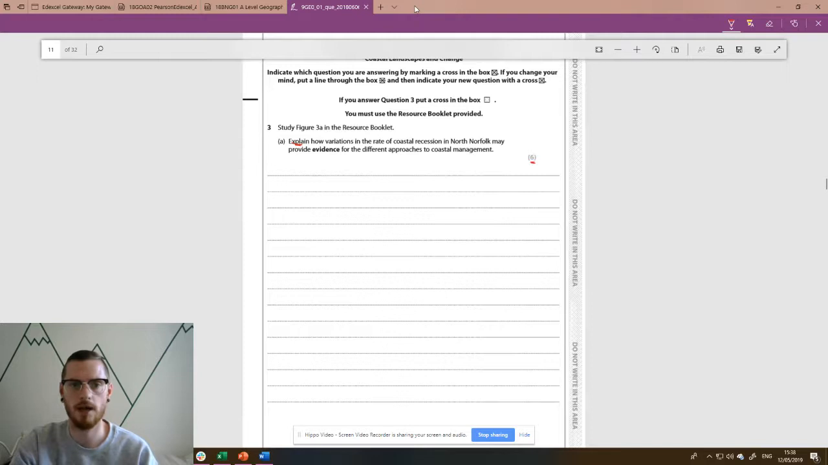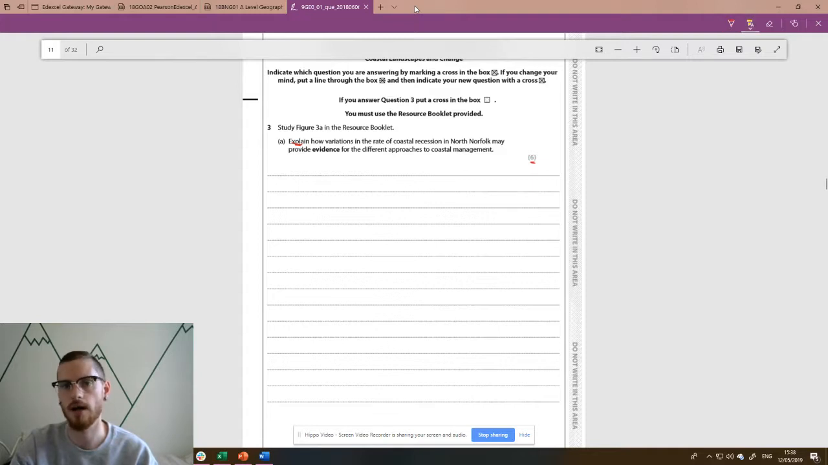So we've got: explain how variations in the rate of coastal recession. Recession just means the coastline's been receding. Okay, think receding hairline. Nicely used mine there as an example. It means it's eroding. Okay, it's moving backwards. In Norfolk may provide evidence for the different approaches to coastal management.